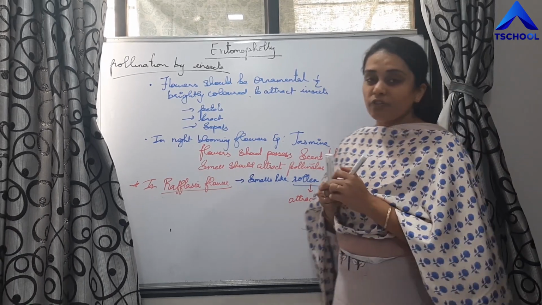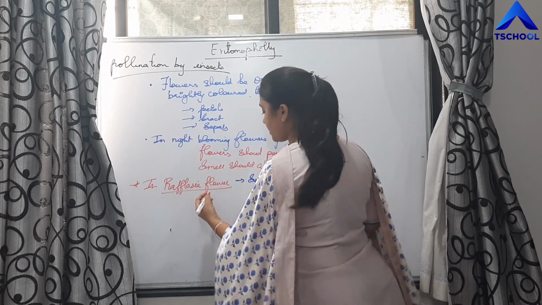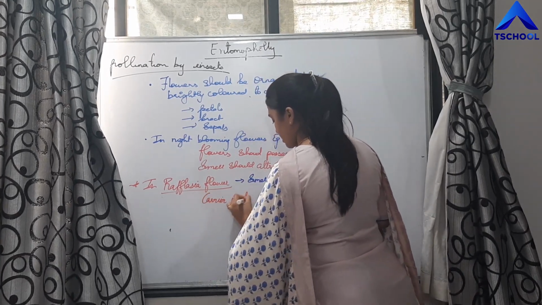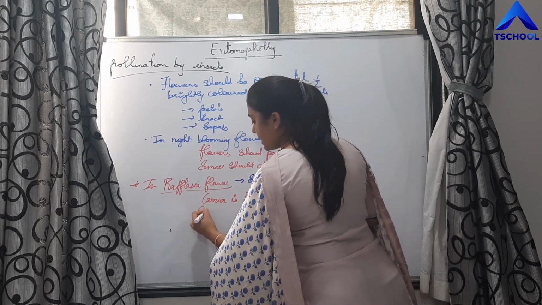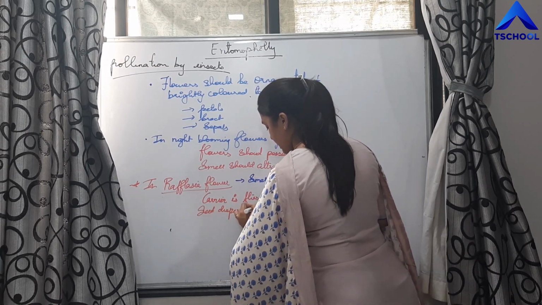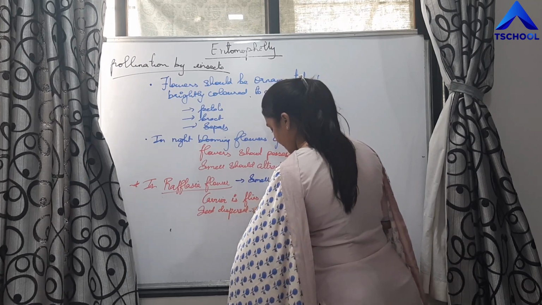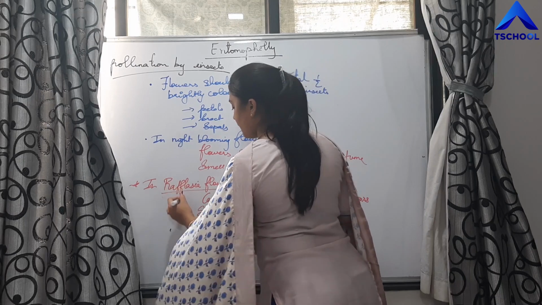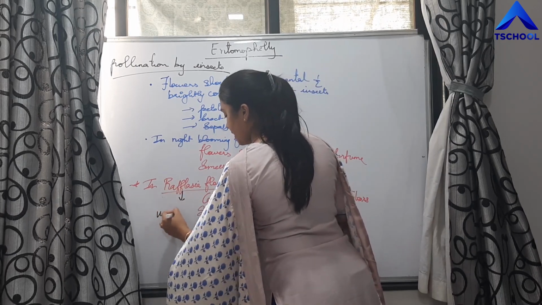In case of Rafflesia flower, the carrier is flies and seed dispersal is done by elephant. This Rafflesia flower is a very large flower.